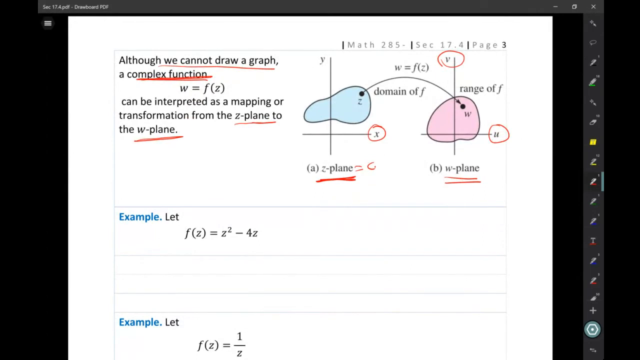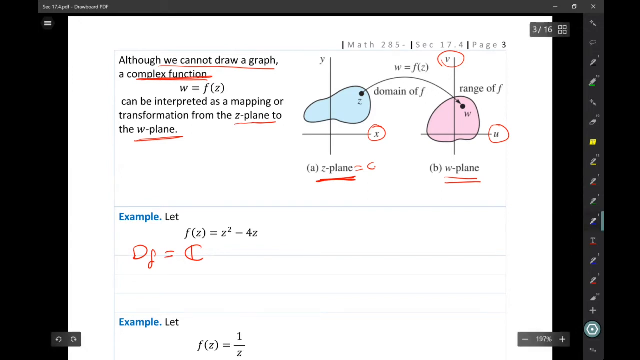It says, let the function f of z be equal to z squared minus 4z. Now z here is a complex number. The domain of this function is the set of all complex numbers which are allowed to be substituted here. The domain for this function f is the set of all complex numbers because this is a polynomial.